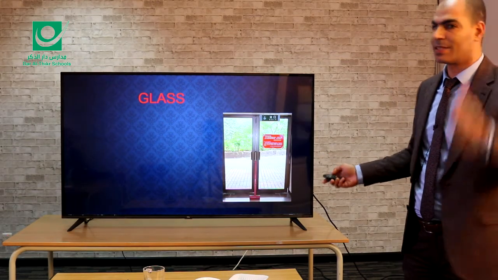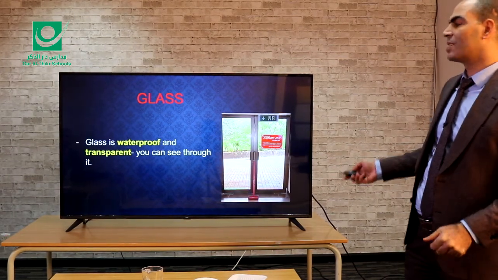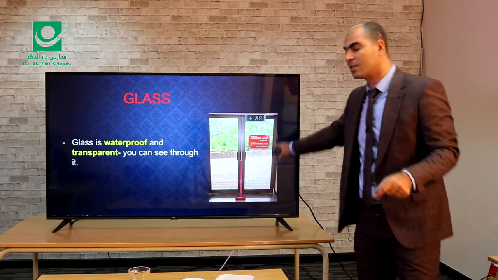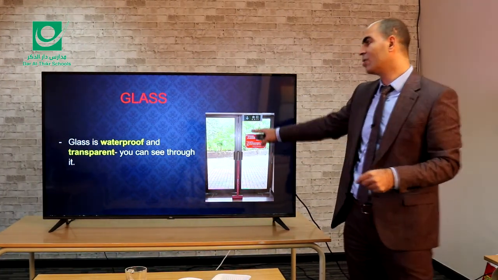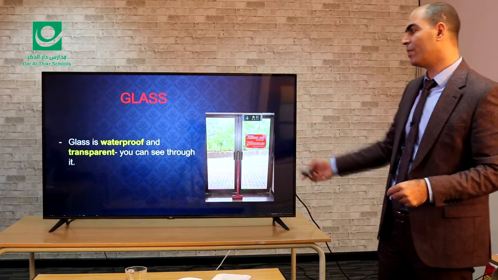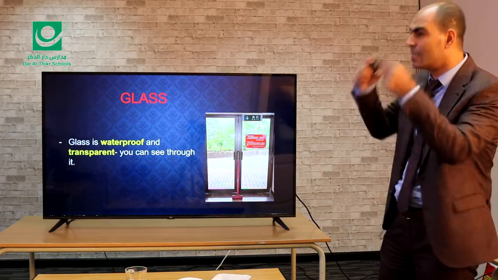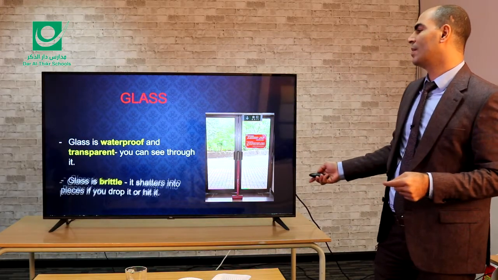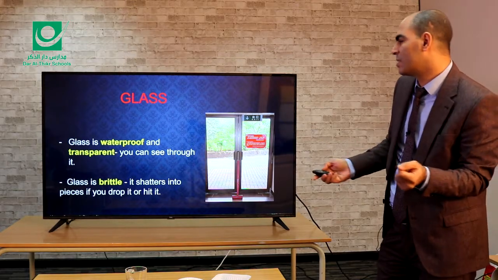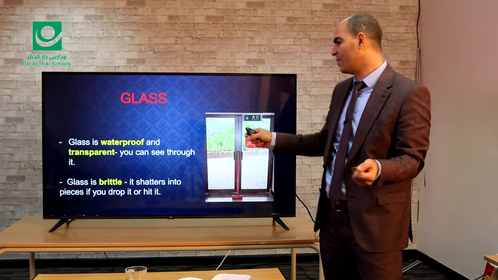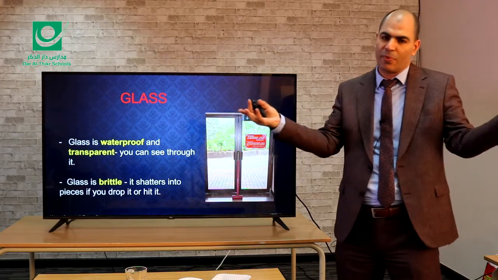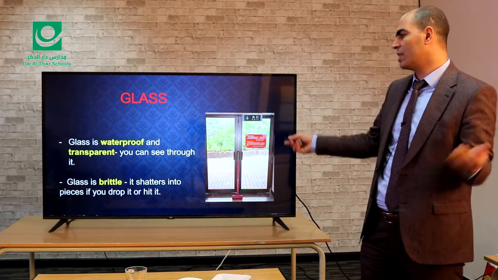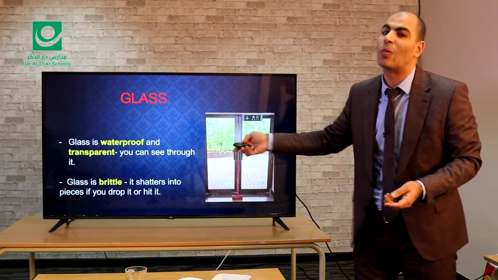Next, glass. Glass is waterproof. That's why door windows and windows are made out of glass. It is waterproof and it's transparent. You can see through it. Glass is brittle. It means it shatters into pieces if you drop it or hit it. If you hit glass, it will break down. It will shatter into pieces. So it's brittle, weak.